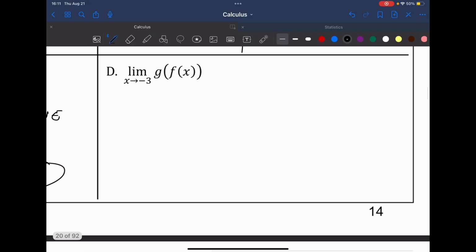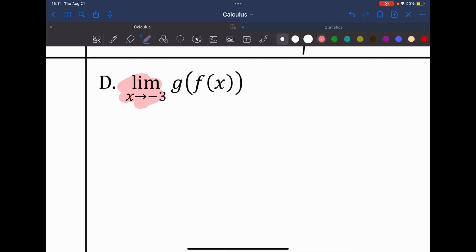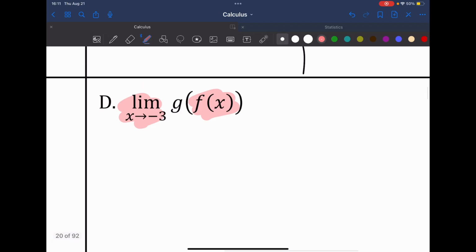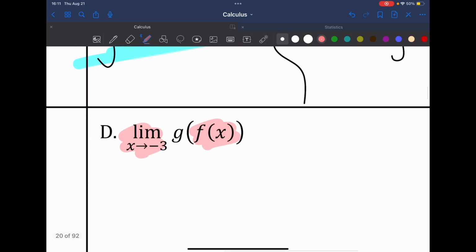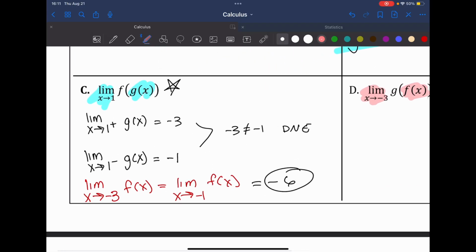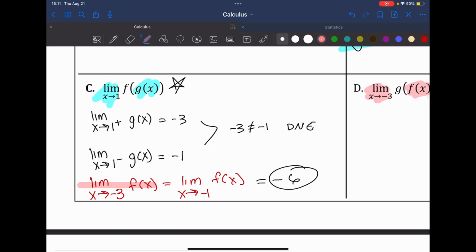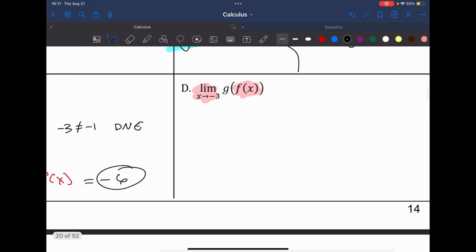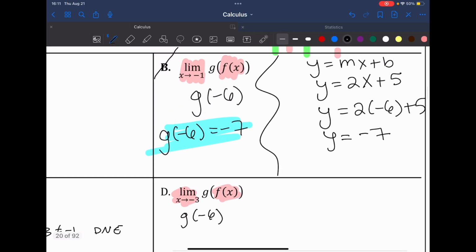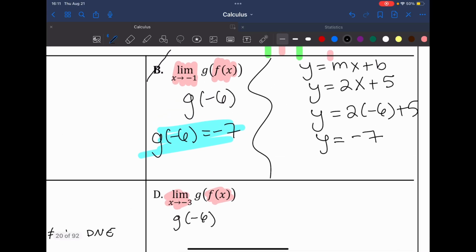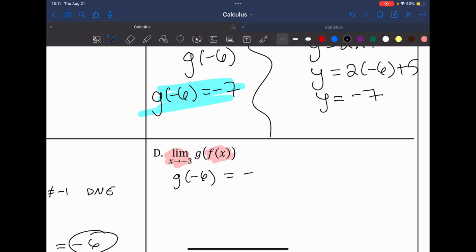And then lastly, D, we need to find the limit as x approaches -3 of f of x. We actually did that over here already. Remember when we did x approaches -3, we got -6. So we could just say this is g of -6. And we know g of -6 because we found it in B, so the answer is -7.